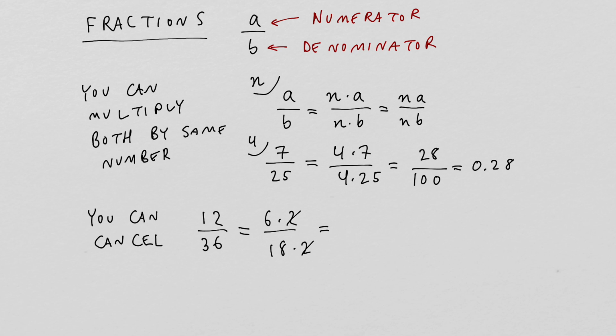Well, then we can maybe note that 6 is 3 times 2 and 18 is 3 times 6. We can cancel out the 3's. And maybe just one more step. It seems that our number is 1/3.